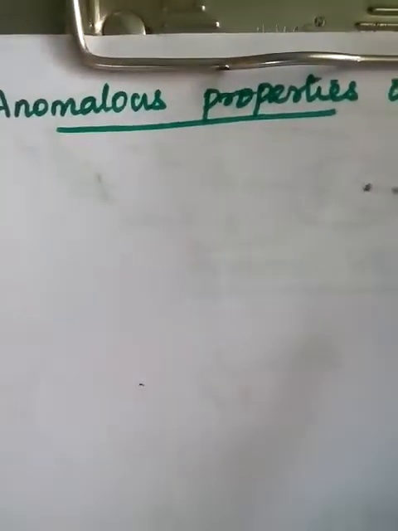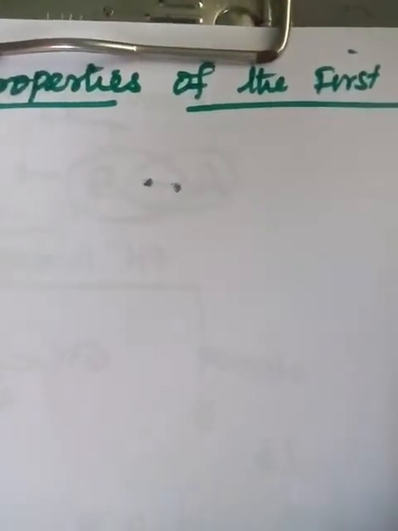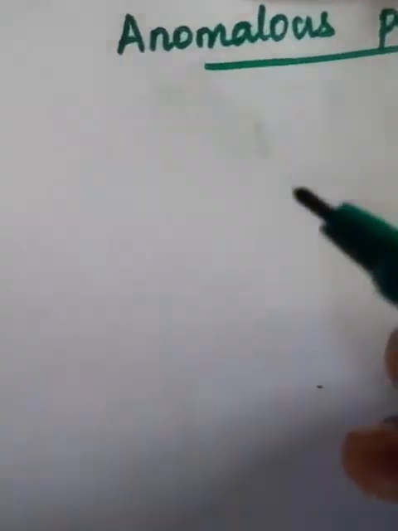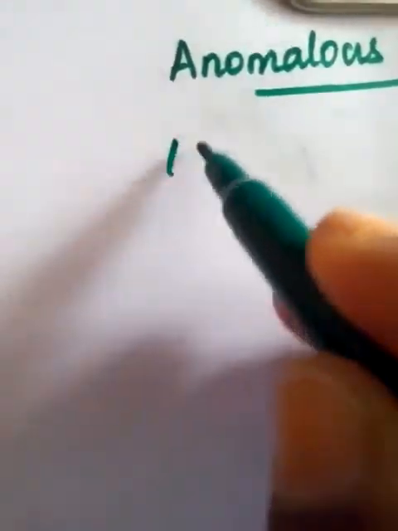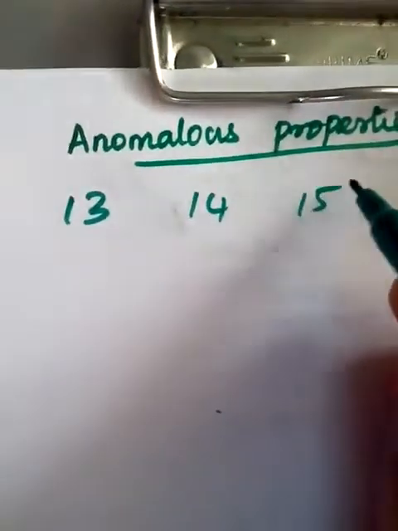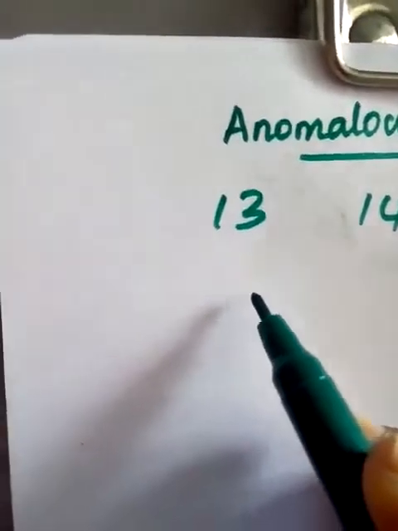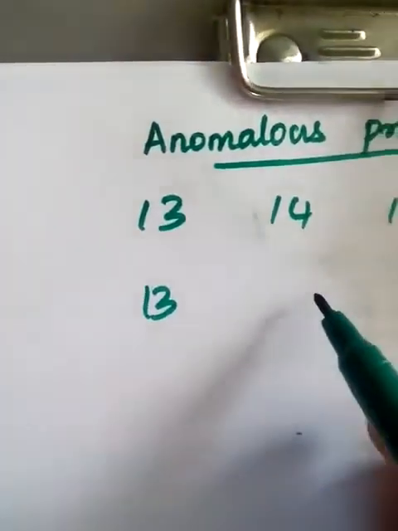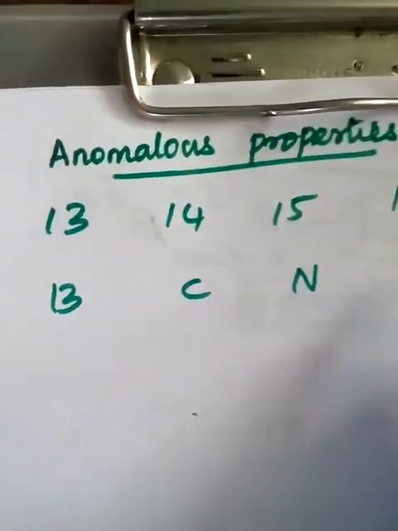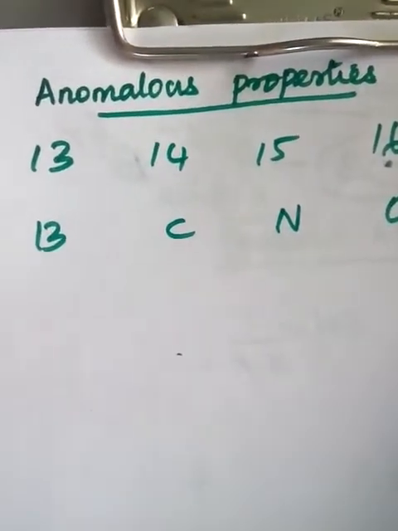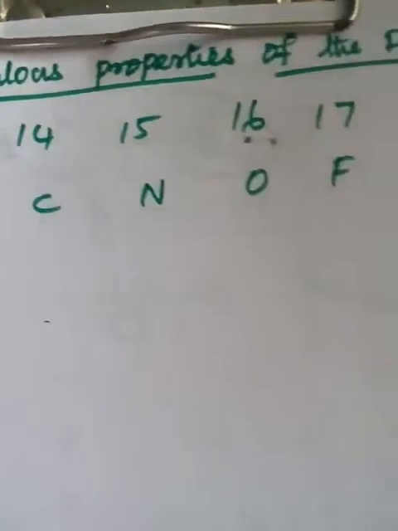Let's learn the anomalous properties of the first element in the P block. In the P block, the groups are 13, 14, 15, 16, 17 and 18. The first group elements are boron, carbon, nitrogen, oxygen, fluorine and helium. Next to this row there will be neon.